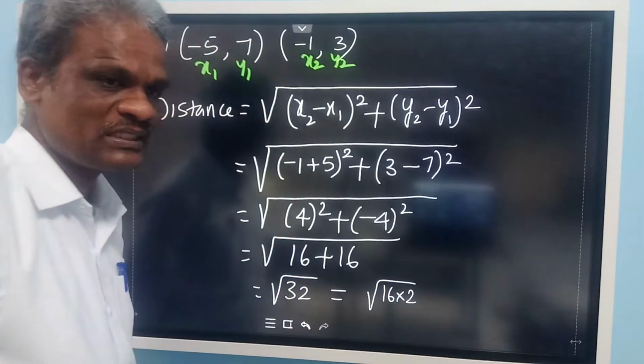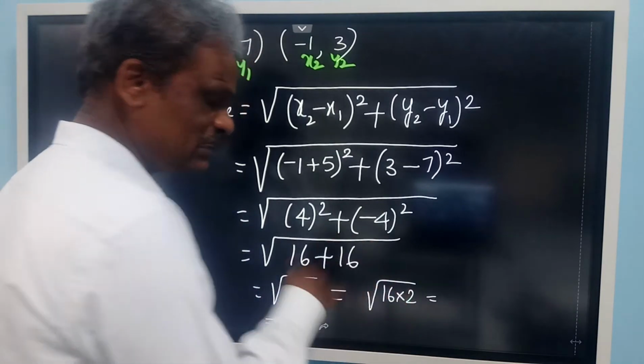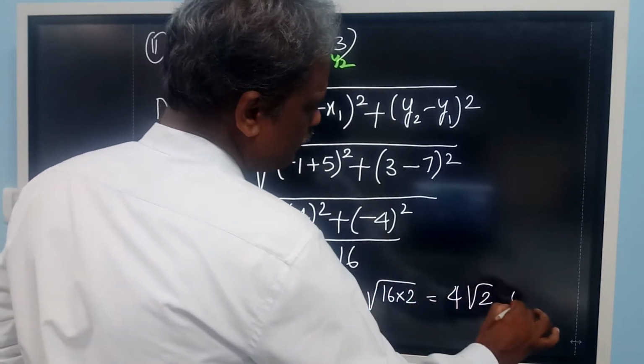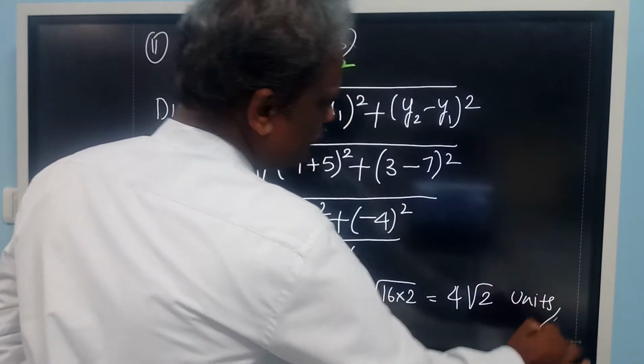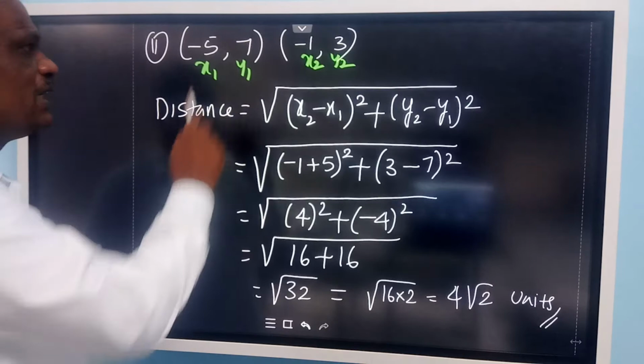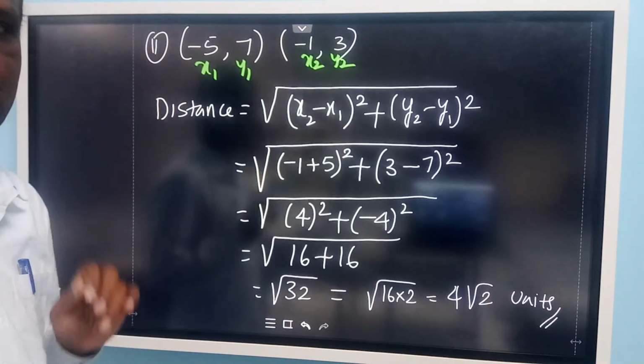16 plus 16, 16 into 2. If you take 16 outside, it becomes 4 root 2 units. This is the distance between the 2 points. 4 root 2 units. So between minus 5 comma 7 and minus 1 comma 4, the distance is 4 root 2.